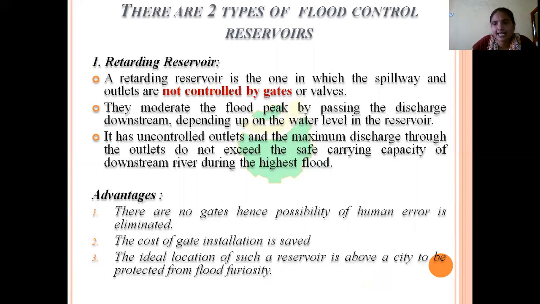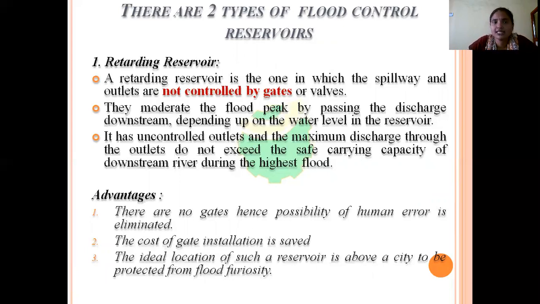For example, earth dams and rock fill dams: the spillway gates are not on the top of the dam. They are designed at a separate site. So earth dams and rock fill dams are examples of retarding reservoirs. They moderate the flood peak by passing the discharge downstream depending upon the water level in the reservoir. It has uncontrolled outlets and the maximum discharge through the outlets does not exceed the safe carrying capacity of the downstream river during the highest flood season.